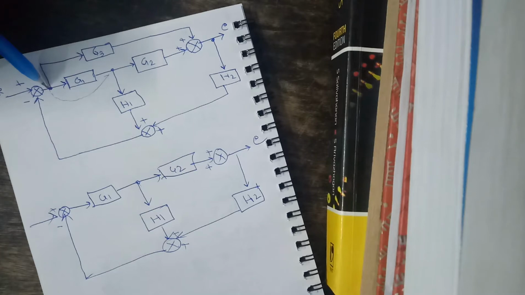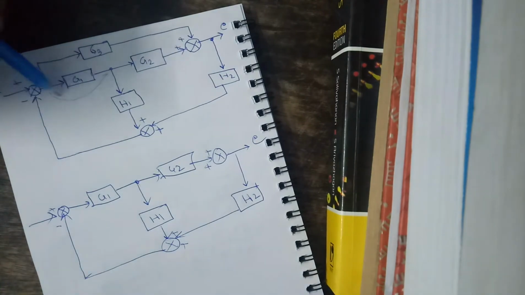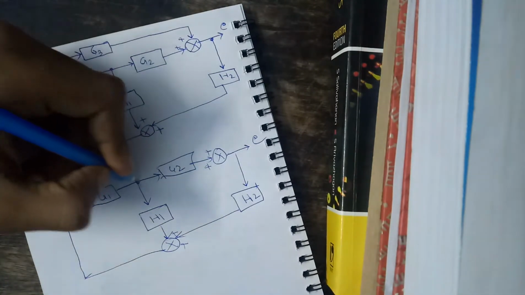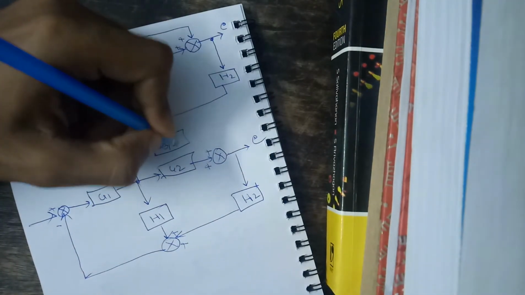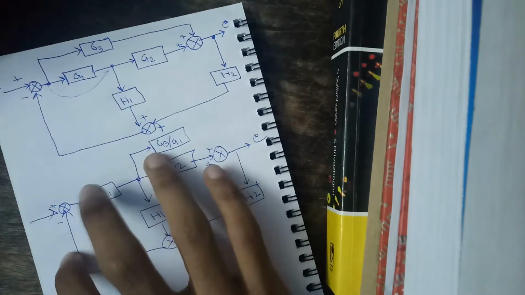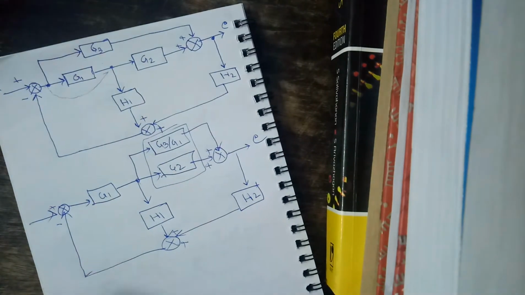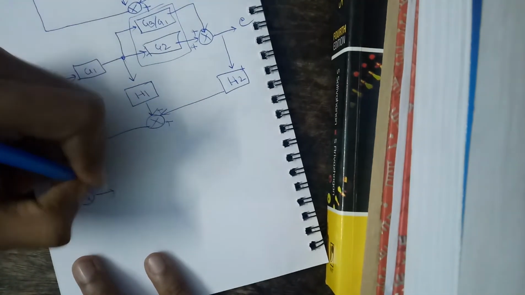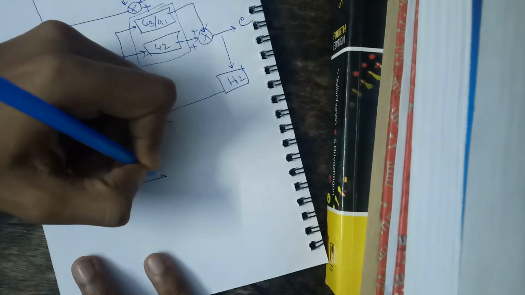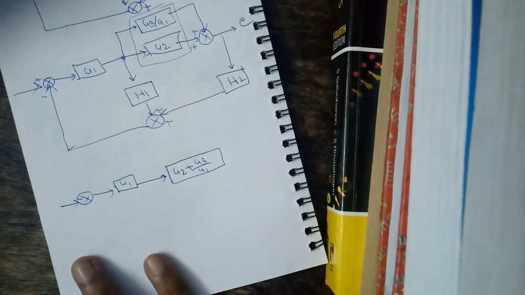The G3 was here. So if I put this block out here, that is, if I move the takeoff point beyond the block, what happens? It gets divided, as we see. So it becomes G3 by G1, because we have moved it in front of the G1 block. A summer with G3 by G1 means these two are in parallel. So the next diagram that we can get from this is directly, this is G1, this is parallel means adding, that is my G2 plus G3 by G1 directly.